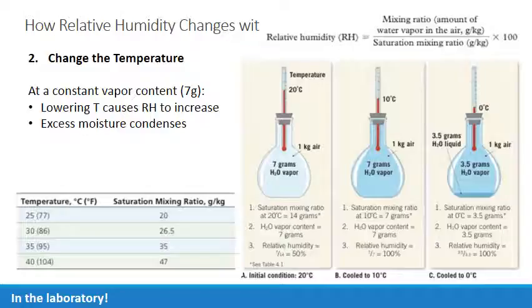For example, assume that the flask on the left, containing 7 grams of water vapor, is heated from 20 degrees to 35 degrees C. The table from our experiment in the last presentation indicates that at 35 degrees C, saturation occurs at 35 grams of water vapor per kilogram of air. So by heating the air from 20 to 35, the relative humidity would drop from 7/14, 50%, to 7/35, 20%.